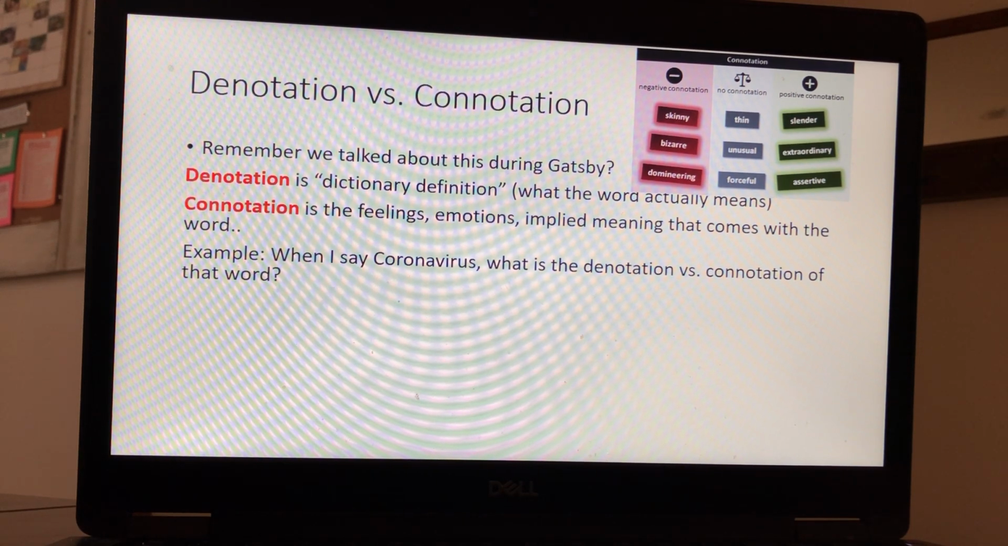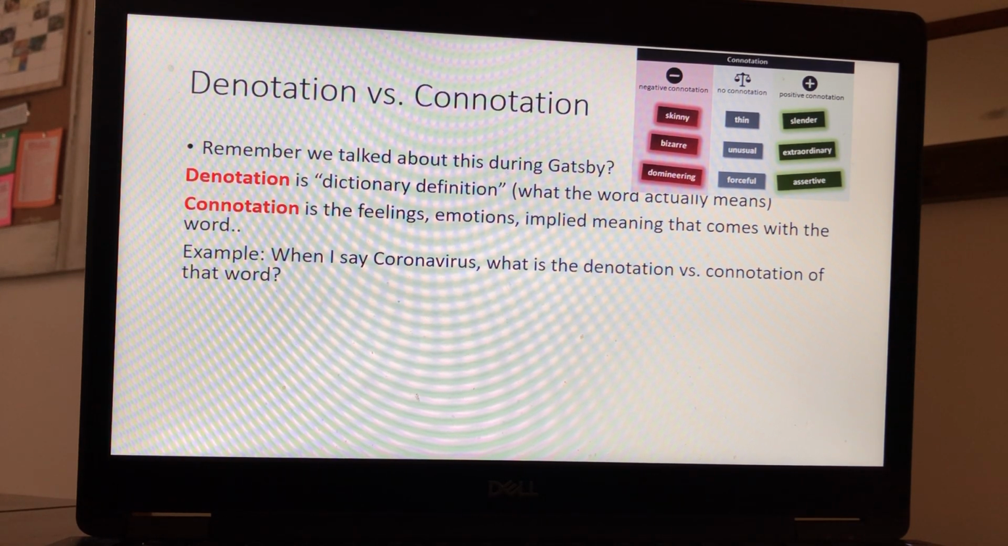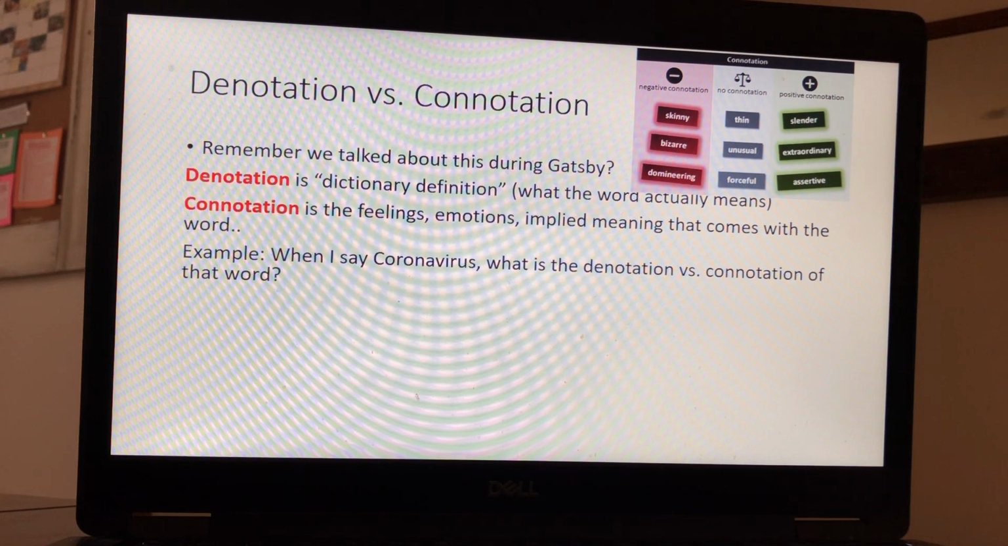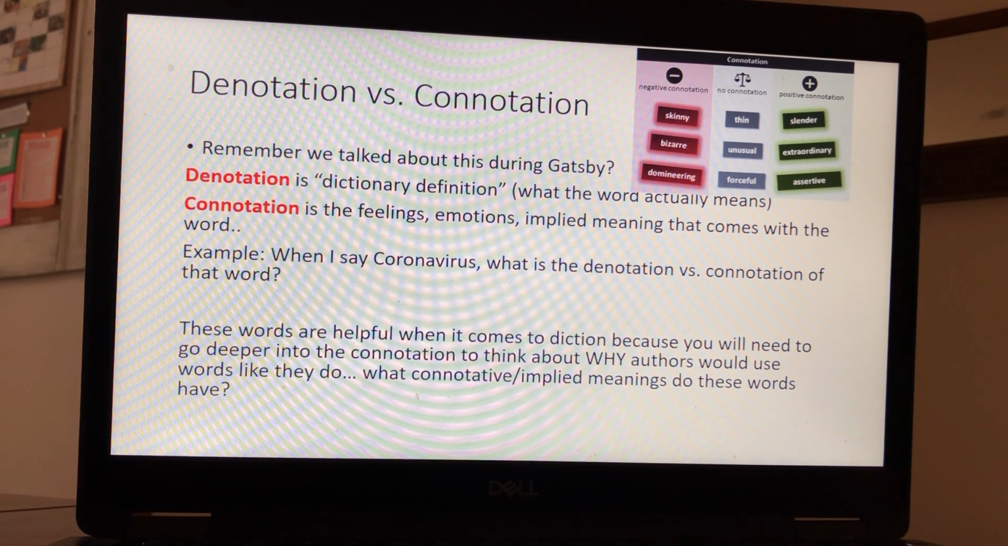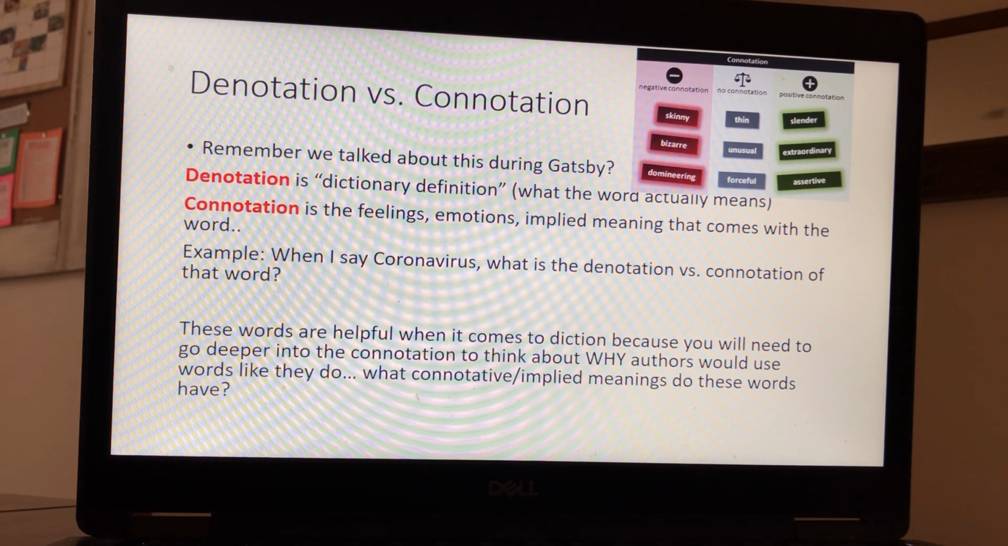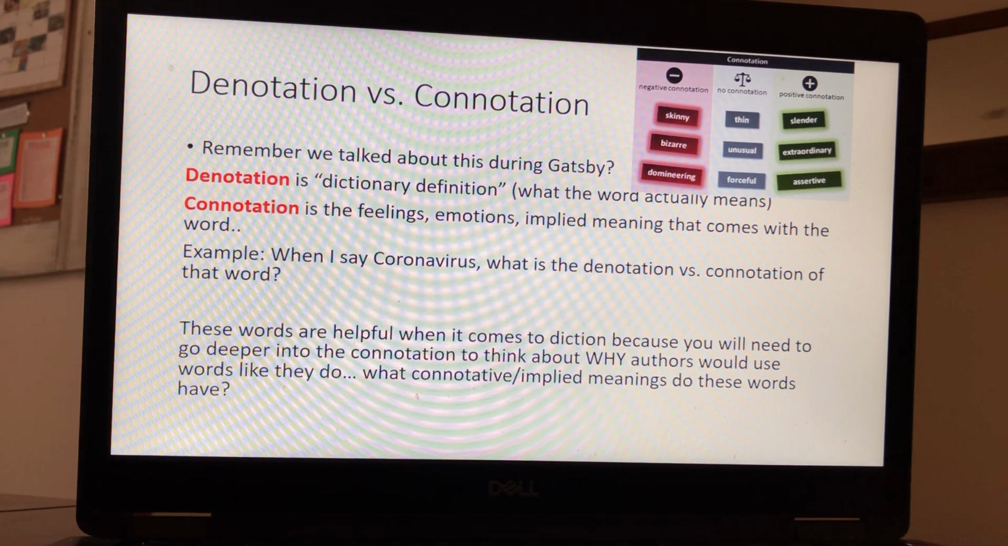An example I had, right, is when I say coronavirus, obviously the denotation would be a more dictionary definition of what the virus is. And I'm sure we have plenty of connotation, plenty of feelings when I bring up that word at this point. I kind of already said this, but these words are helpful when it comes to diction because it helps us think deeper, right? Why does the author use this word? What connotation comes with this word? Why did he use this one instead of this one? And so it helps us take that next step of thinking.